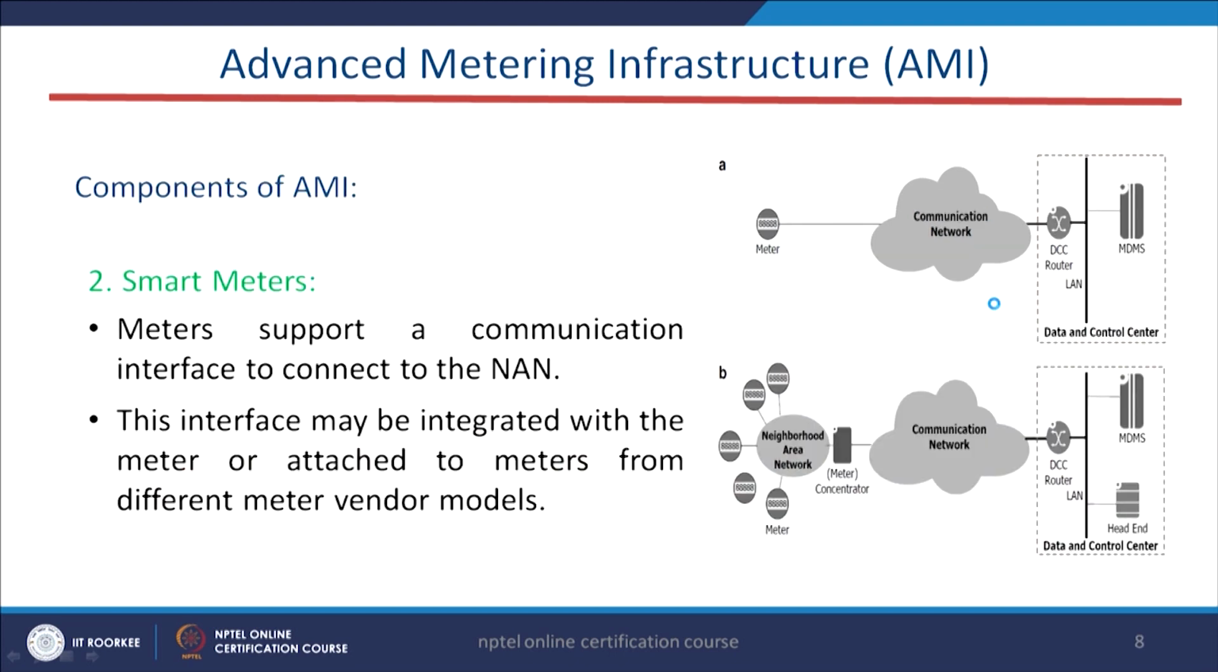And the next one is the smart meter. So, what is the smart meter function? The meters support a communication interface to connect to this NAN, and this interface may be integrated with meters from different vendor models. So, this is also important. This is the smart meter concentrator. This concentrator helps in connecting this NAN information through the communication network to the utility side. That is the function of this meter concentrator.